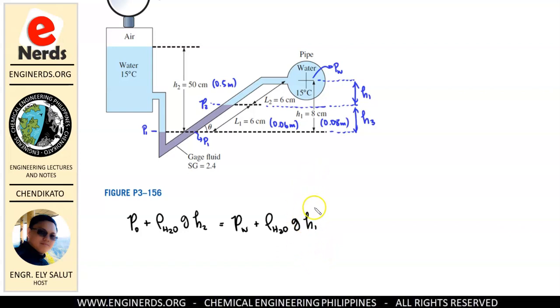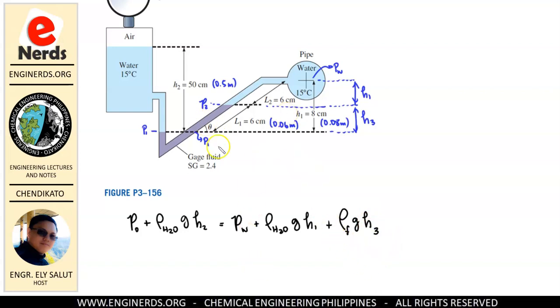Next, we have from P2 going to P1. So this will be plus the density of, because our liquid now here is this gauge liquid, our gauge fluid, having a specific gravity of 2.4. So here, density of the fluid times g times h. What will be our h? The vertical distance from P2 up to P1. It will be this one, not this L. Our concern is the vertical distance, which is H3. So this will be H3.